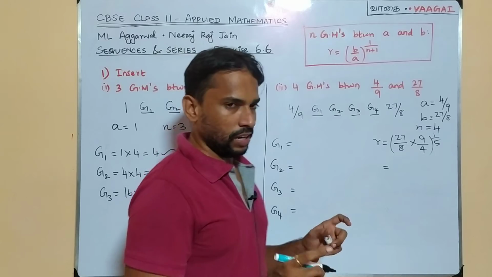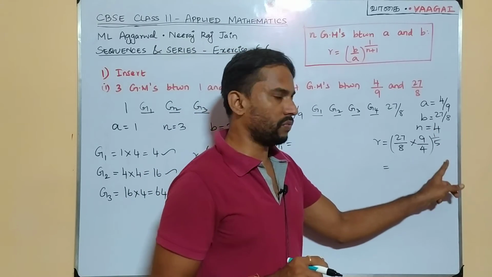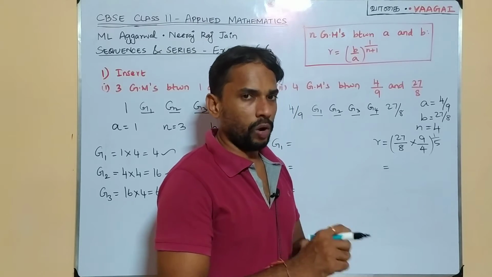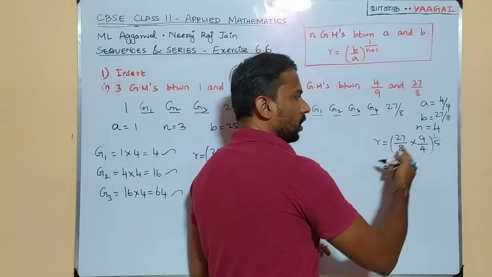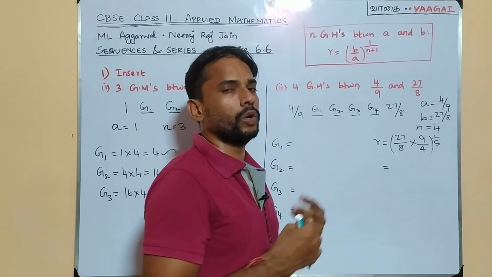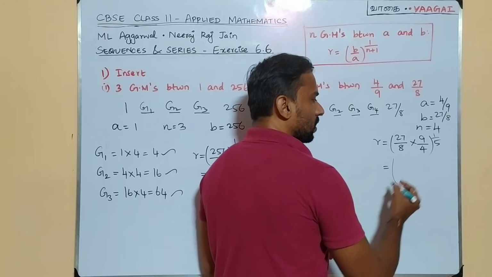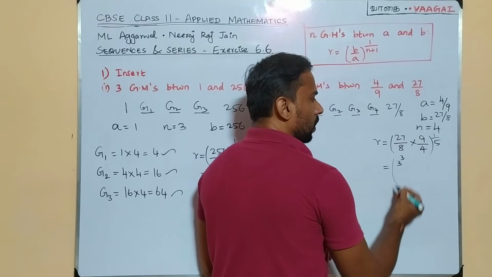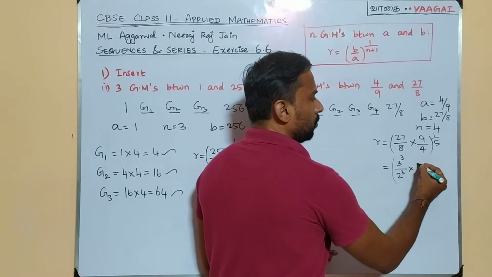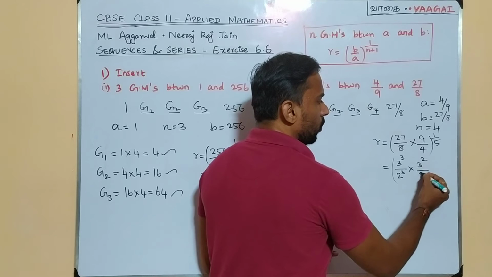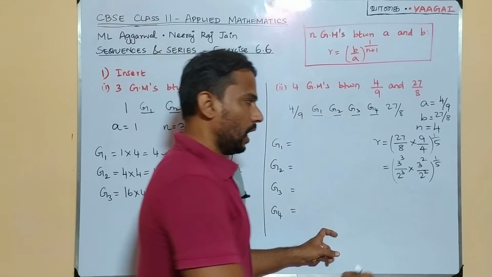Now we have to express the values. We have power 1 by 5. I'm going to modify the terms inside these brackets, rewriting the numerator and denominator. Carefully see how I'm doing this. This 27 I'm going to write as 3 cube, divided by 8 as 2 cube, multiplied by 9 as 3 square, and 4 as 2 square. The whole power 1 by 5.